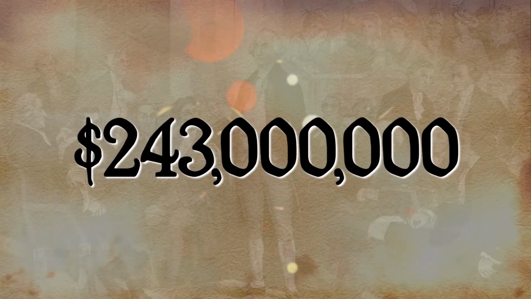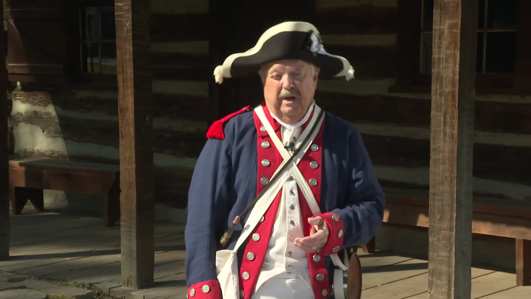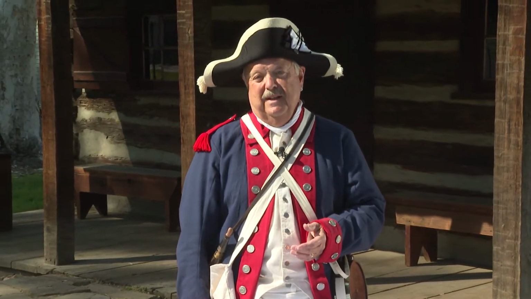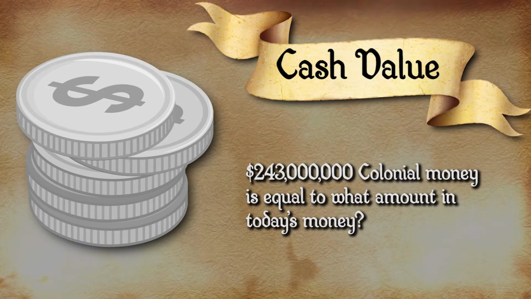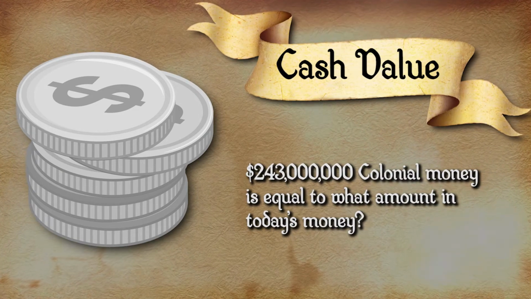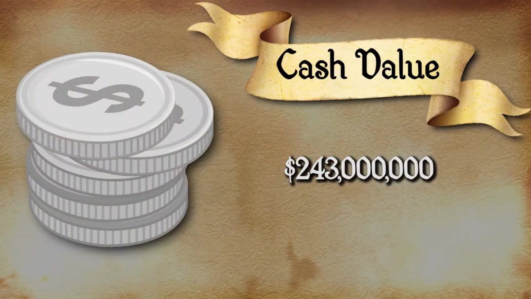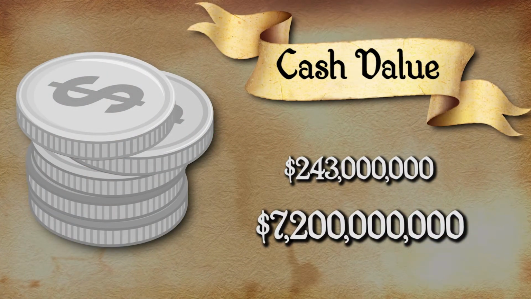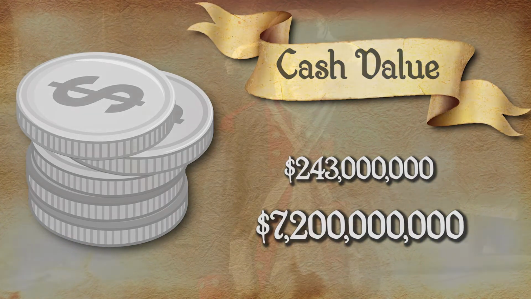The Congress actually produced $243 million of continental currency. So my question to you is, does anybody have an idea as to what that is worth today? In today's dollars, that $243 million is $7.2 billion with a B, $7.2 billion.